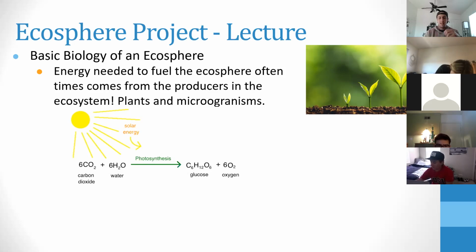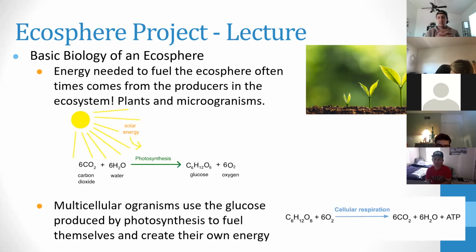Now, pretty much the reverse of this is called cellular respiration. So what that is, multicellular organisms, something like an herbivore that will eat the plants or eat microorganisms, use the glucose to fuel themselves and create their own energy. So it's pretty much the reverse reaction of photosynthesis. In cellular respiration, you've got glucose plus oxygen makes CO2, H2O, and ATP, which is a form of metabolic energy that those multicellular organisms then use.